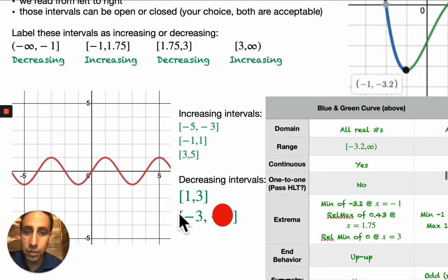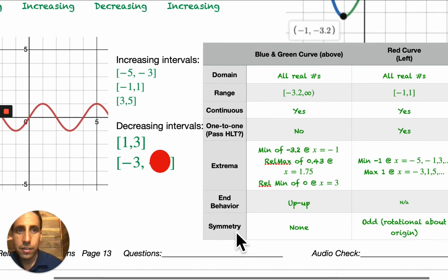The decreasing intervals are, here's one, from x equals 1 to x equals positive 3. This interval is decreasing. And I'm wondering if you can figure out what goes underneath this red dot. From negative 3, where does the decreasing interval stop? It starts at negative 3, and where does it end?